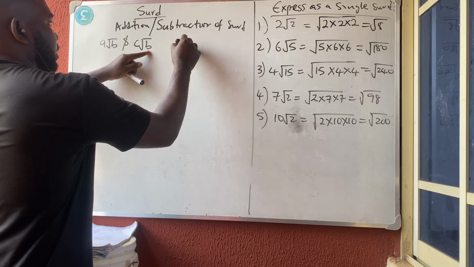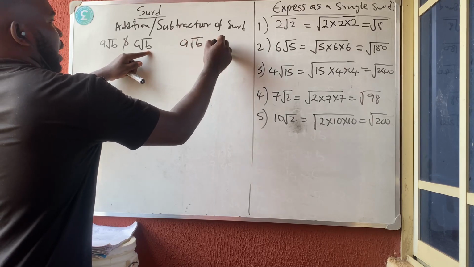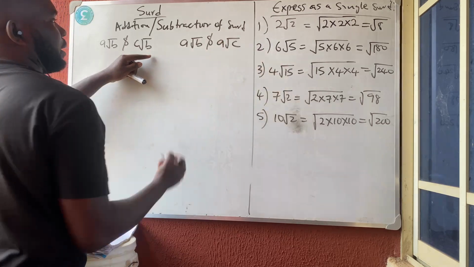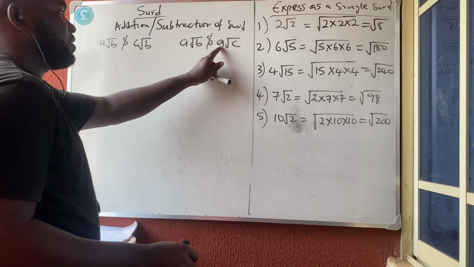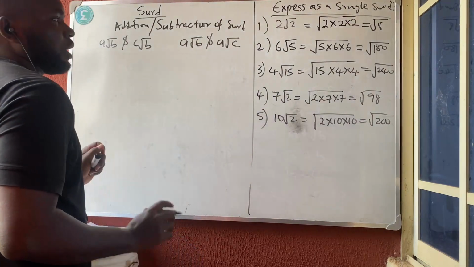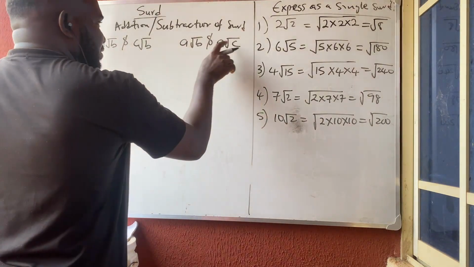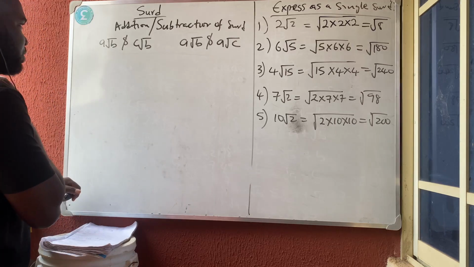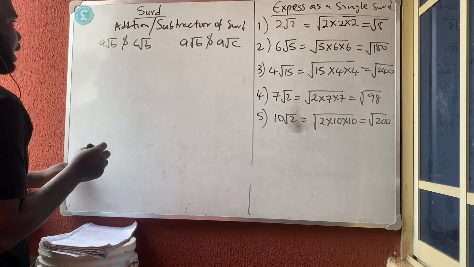But look at this one now. A root B and A root C, are they like surds? No. Though they have the same thing outside, they are not like surds. Like surds is only when they have the same thing inside. So if they are not like surds, they cannot add or subtract. But if they are like surds, they can add or subtract.